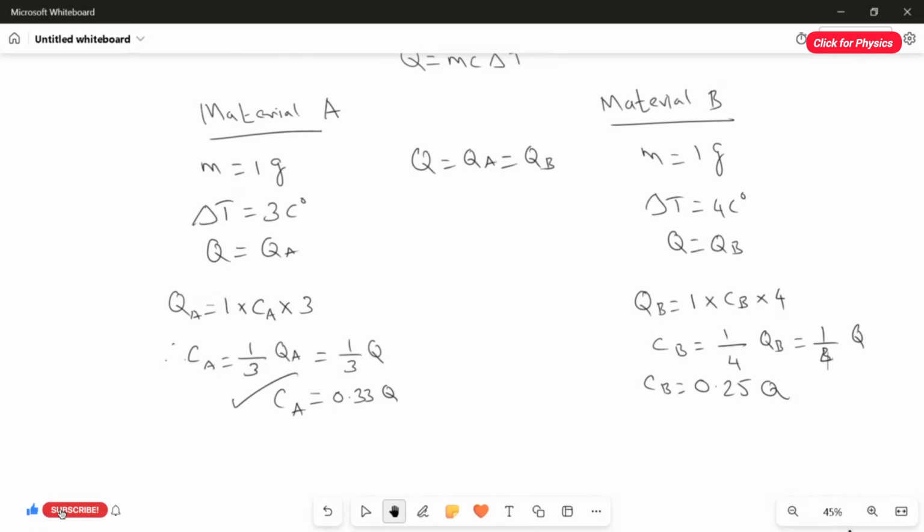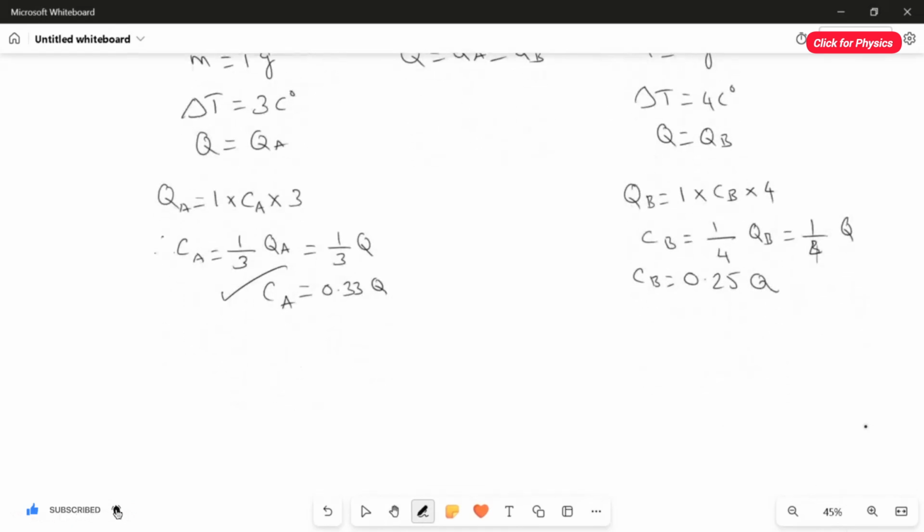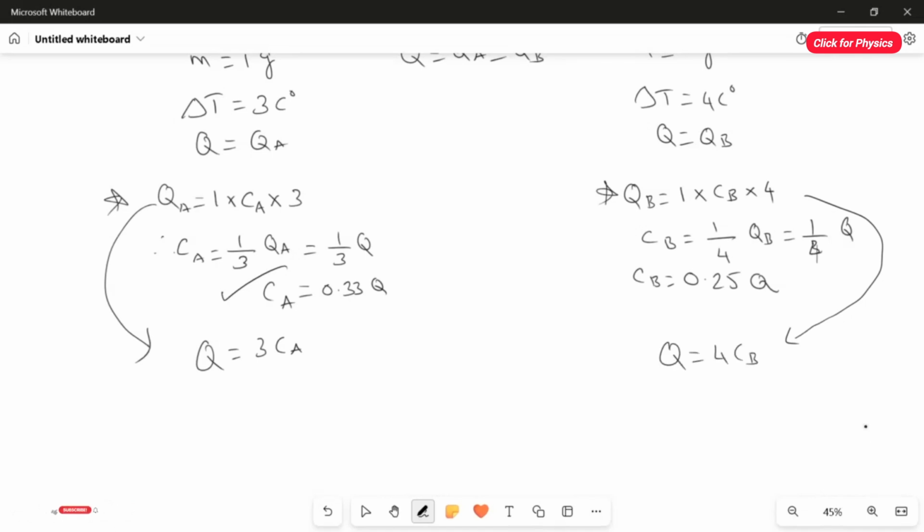In another way, we can give the answer. So how can we give the answer in another way? You can take these two formulas, and we are just giving the same amount of heat. So we can write Q equals 3 times CA, and also Q equals 4 CB. So we can equate both equations, because the left-hand sides are the same. So 3 CA equals 4 CB.